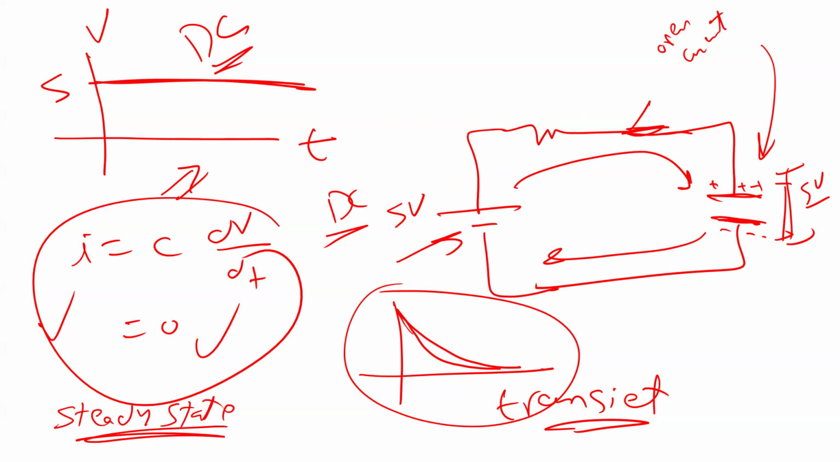Any questions? I don't want you to be confused. So yes, this formula is still true, but not in the transient, not in the very beginning. The current is going to become 0 because there is no change in V. But in the very beginning, there is some current to charge the capacitor. Any questions?